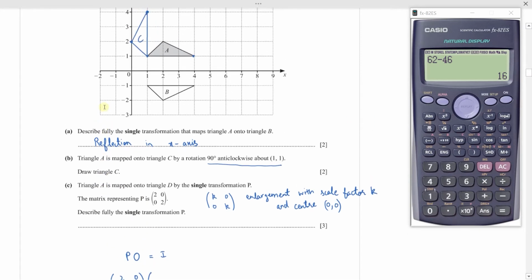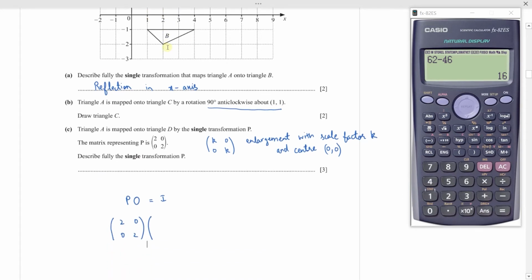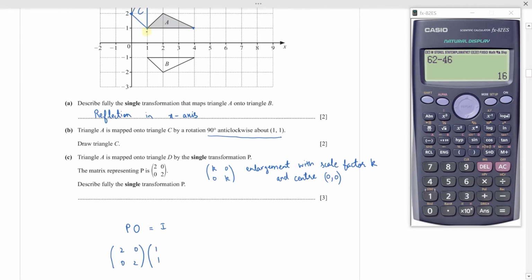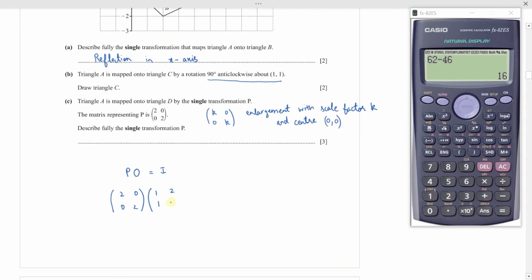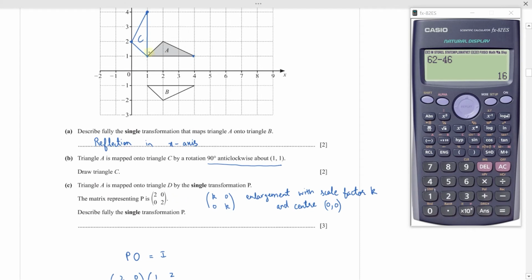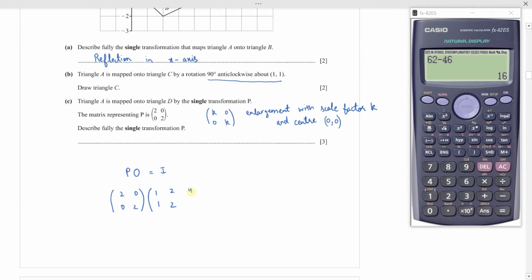So I need the vertices of triangle A: (1, 1), (2, 2), and (4, 1). So (1, 1) is this one, then this is (2, 2), and this is (4, 1). So let's do this multiplication and find the image, which is triangle D.